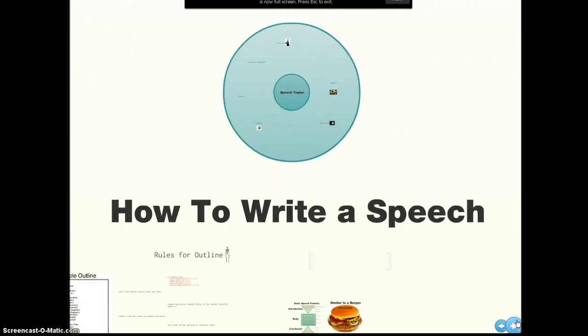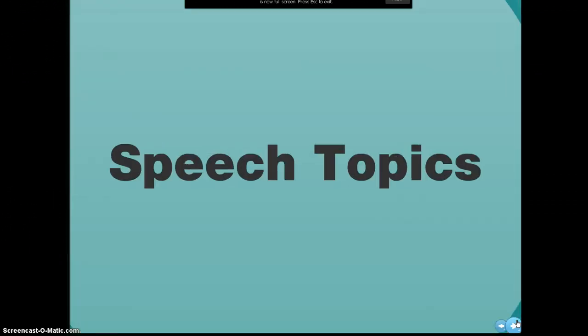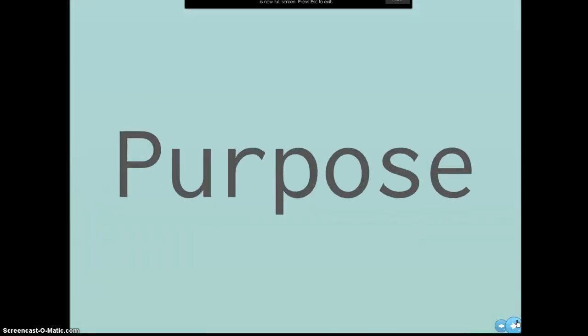So up here we have a little circle map of speech topics. There's some criteria you want to think about when thinking of speech topics for this class and just for other classes as well. First thing you want to consider is, what is the purpose of the speech? Is the purpose to inform? Is it to persuade? Is it to demonstrate? Each speech has a unique purpose, so you want to make sure you're meeting the expectations for that.